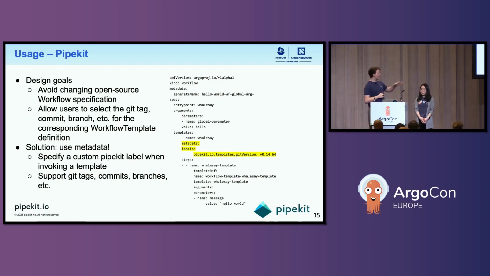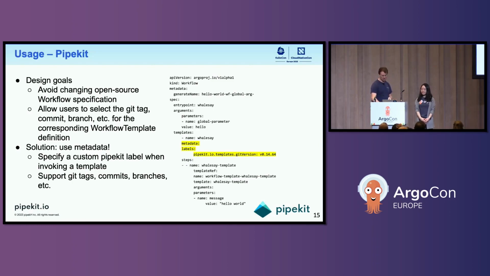So you'll see on the right, we have the highlighted section here. So we've got a workflow, and then there's the metadata section under the template. So we specify metadata labels. You'll see the pipekit.io label with a version number. So this corresponds to a Git version. And so when this workflow is invoked, it will tell the PipeKit control plane to look into the GitHub or GitLab connection at that given version, pull that workflow template down if it's not already in the cluster at that version, and then run it when invoking this workflow.